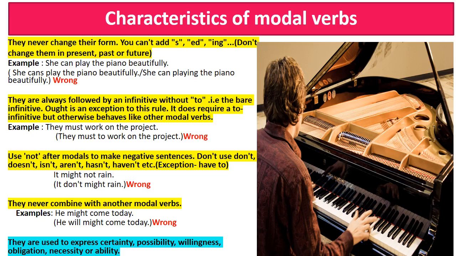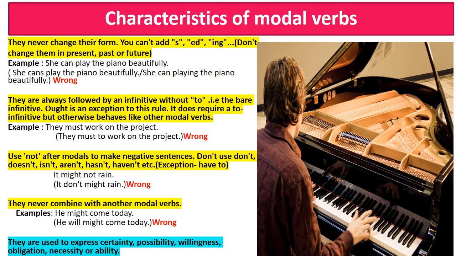They are always followed by an infinitive without to. That is the first form of the verb, the bare infinitive. Only ought to is an exception to this rule. It does require a to infinitive but otherwise behaves like other modal verbs. Example, they must work on the project. So if you write they must to work on the project, this is wrong because a modal verb is followed by a bare infinitive.